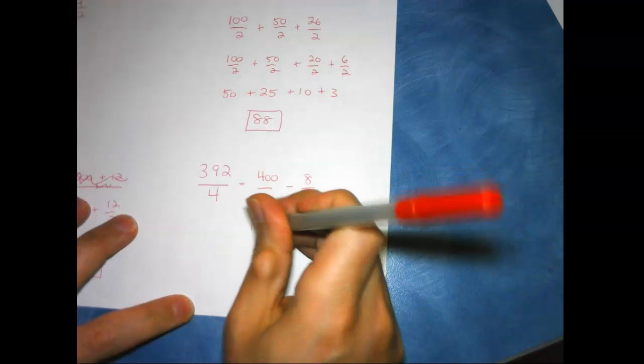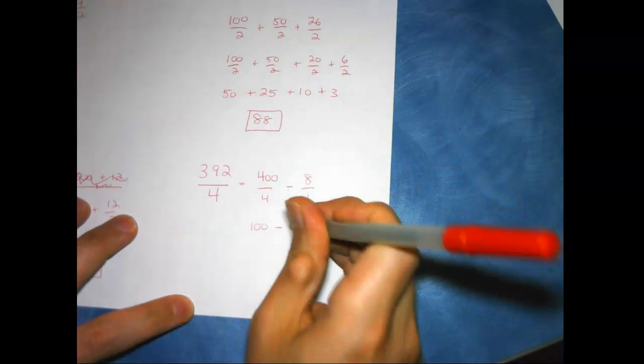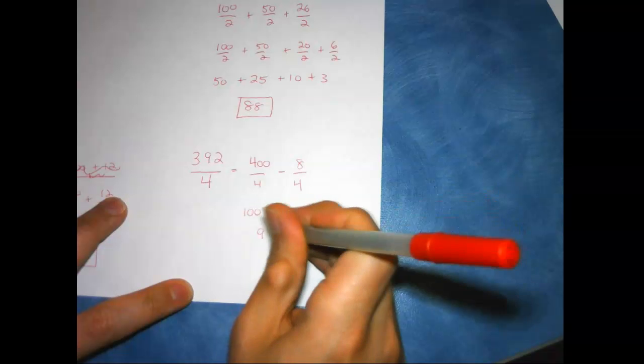Well, 400 divided by 4 gives me 100. 8 divided by 4 is 2. 100 minus 2 is 98. So 392 divided by 4 is 98.